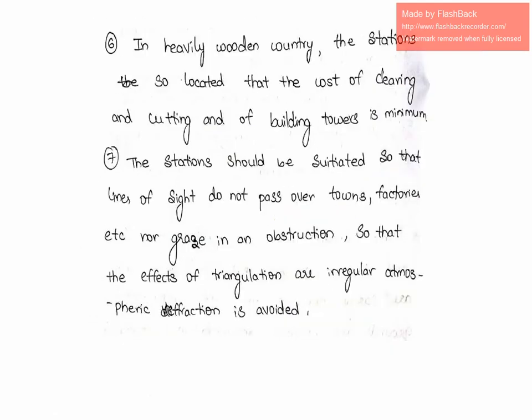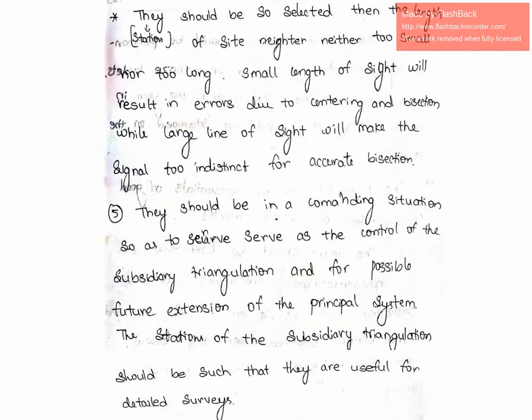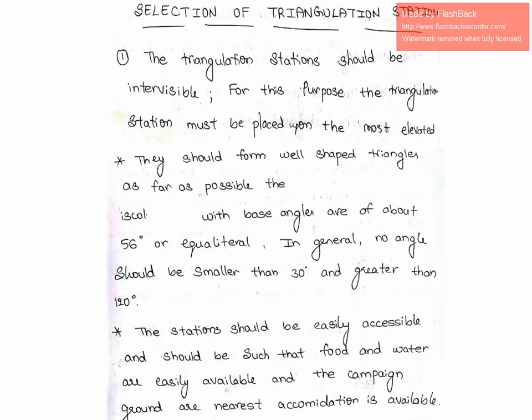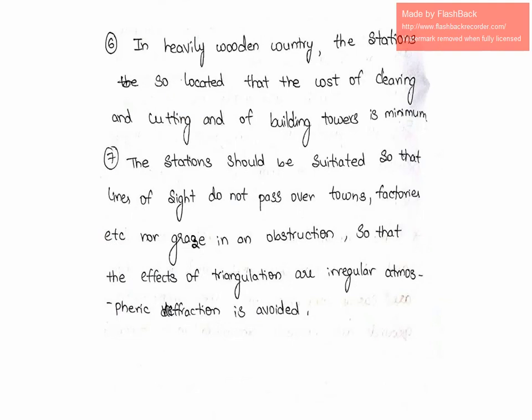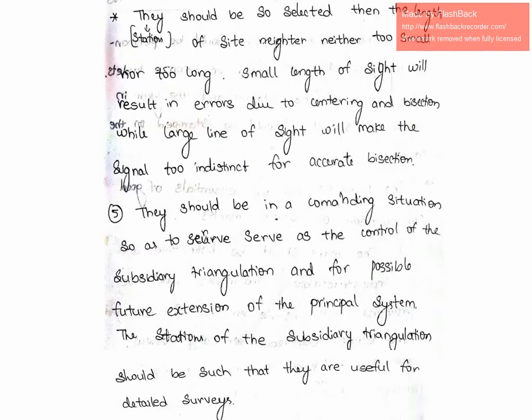So this is about the selection of triangulation station. That is, it should be intervisible, there should be less obstruction, and food, materials and also water should be easily available.